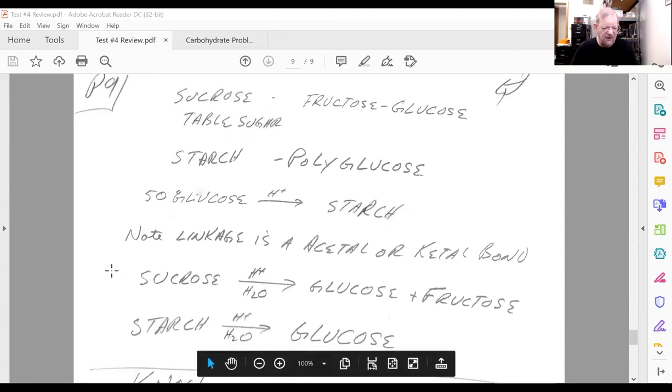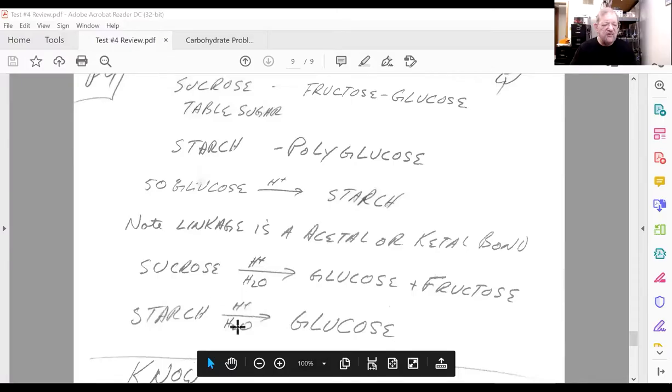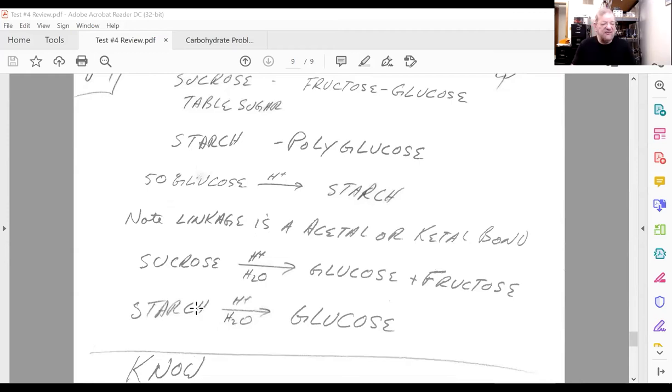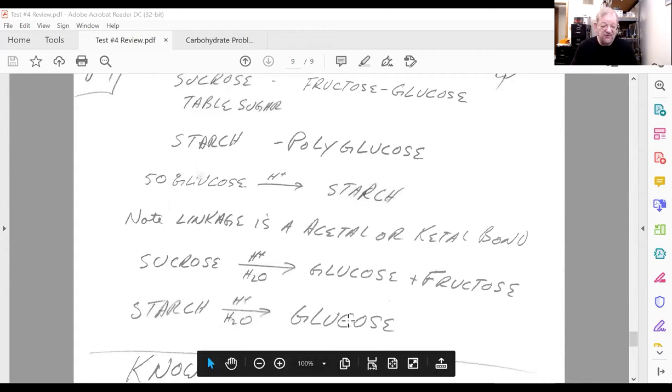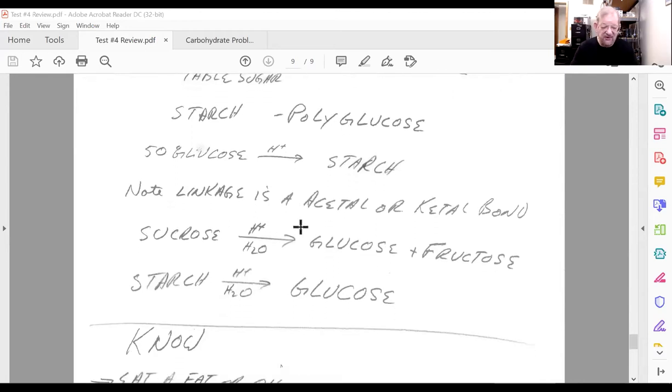And for sucrose, if you take acid and water, which is what's in your stomach, I still think it's one of the great miracles of life that in my stomach and yours too, you have cells that synthesize hydrochloric acid. Oh, wow, this is amazing. I find it amazing. And that acid and water helps break down your food. So if you take sucrose and react it with acid and water, you get glucose and fructose. Starch is a polymer of glucose with acetal linkages, and with acid and water you get back glucose, which is why this is the most abundant sugar in nature, because we and animals, when we consume starch, make glucose, which is what our blood transports throughout our body.